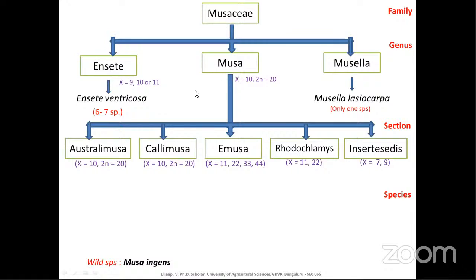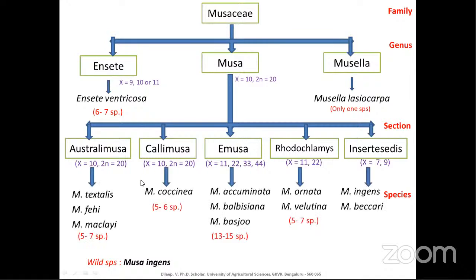And coming to our cultivated type, that is Musa, Musa paradisiaca or whatever the bananas, there are 5 sections in the Musa. First one being Australimusa, Callimusa, Eumusa, Rhodochlamys, and also Ingentimusa. So these are the species that correspond to those sections. So Australimusa bears the textile, the fiber yielding species, that is Musa textilis, Musa fehi, Musa maclayi.